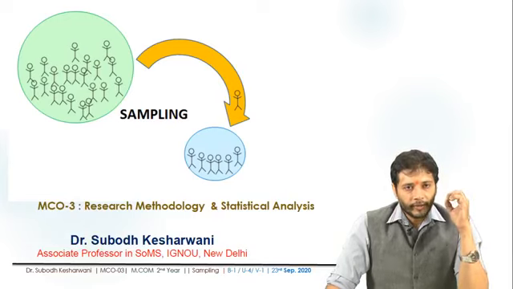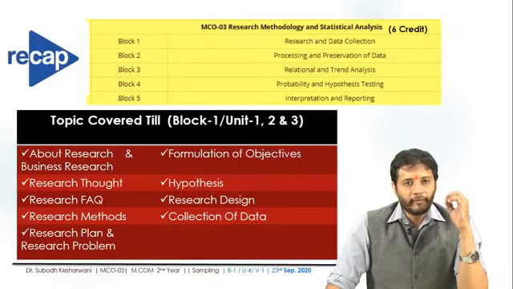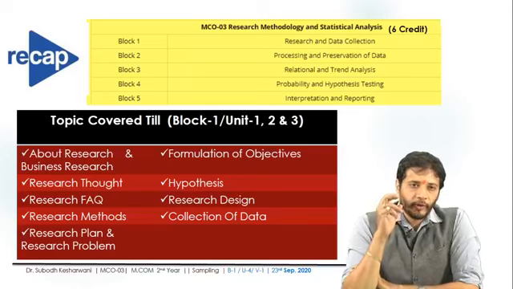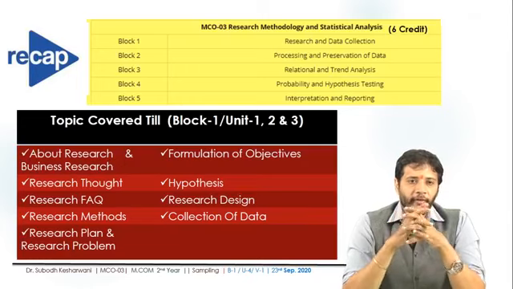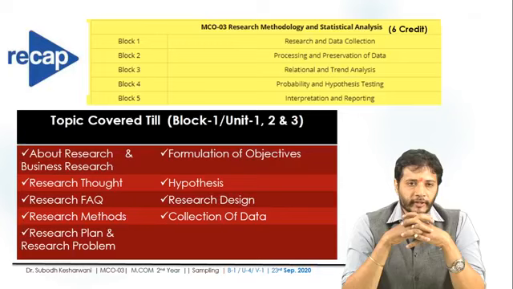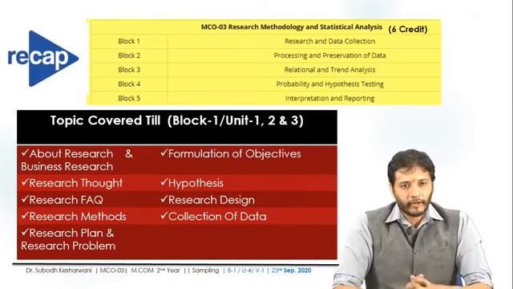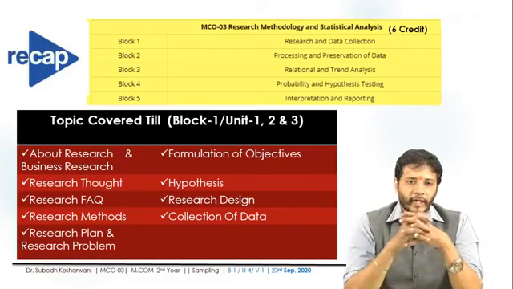So today's discussion is a curtain raiser to sampling, and there are various aspects to cover prior to going into the depth of sampling. Let's recapitulate what we have covered in a faster mode. This is part of our Block 1 theme, research and data collection, and we have already covered around 9 to 10 lectures, starting from research, then business research, research thought, research FAQs, research methods, research plan and research problems, formulation of objectives, hypothesis, research design, and collection of data.